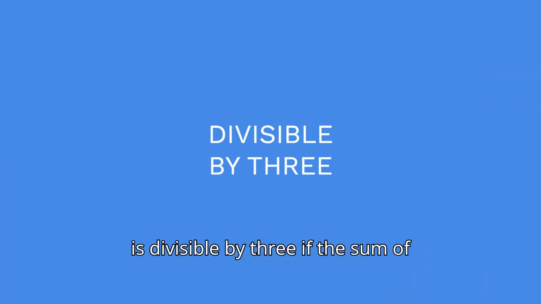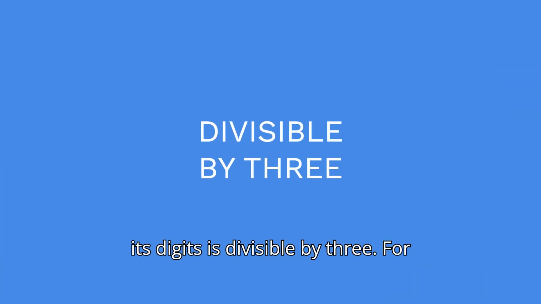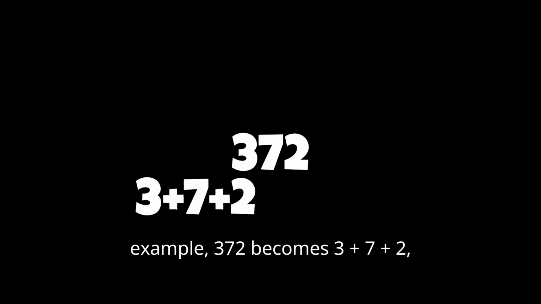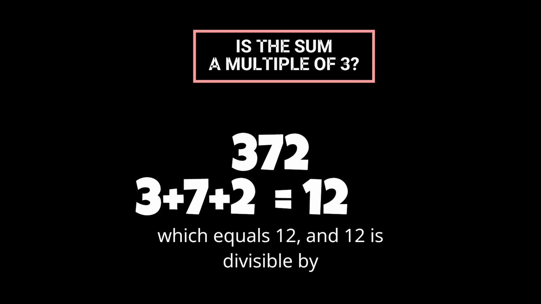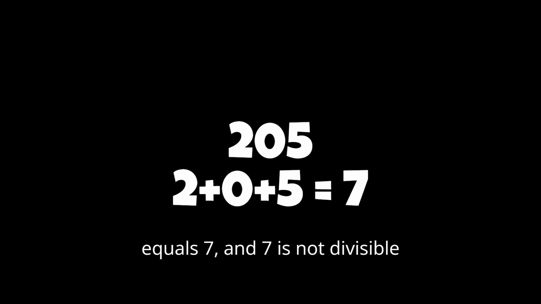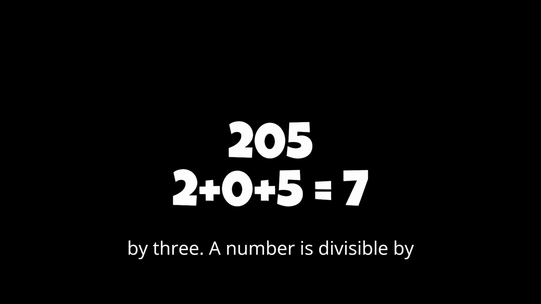A number is divisible by 3 if the sum of its digits is divisible by 3. For example, 372 becomes 3 plus 7 plus 2, which equals 12, and 12 is divisible by 3, so 372 is also. But 205 becomes 2 plus 0 plus 5, which equals 7, and 7 is not divisible by 3.